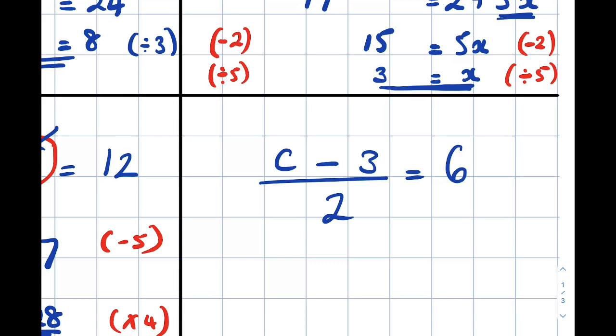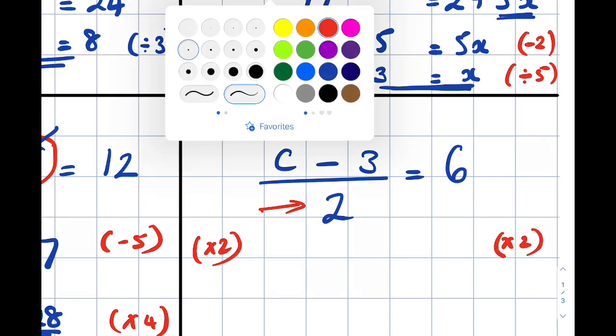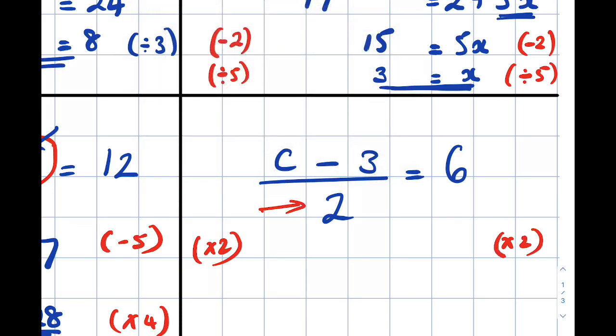So the best thing you could actually do here is to get rid of this 2. The way you can get rid of that 2, because at the moment it's a divide by 2 in the equation, do the opposite, which is multiplied by 2. So when we multiply that by 2, we can get rid of that 2 and we are left with c minus 3 on the left hand side. The divide by 2 is now gone, but don't forget to multiply the 6 by 2 as well, which gives 12. Still haven't got the letter c on its own.